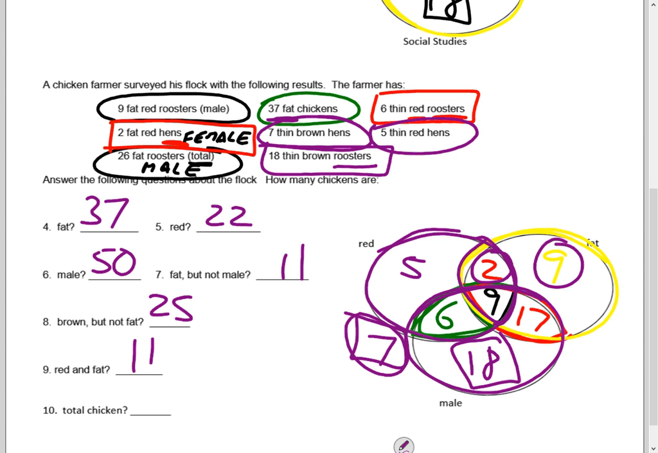Total number of chickens. If we add up everything here, let's start with fat. That's 37 plus 18, 55, 55, 60, 66. I'm getting 73 if I add up all those pieces. Does that make it a little more clear?